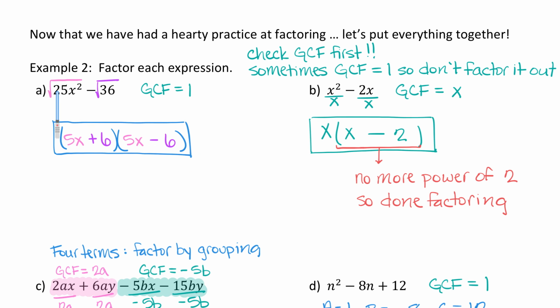All right, for this problem, this is just our difference of squares. The GCF was 1, so we didn't have to factor a GCF out, so that's our answer.